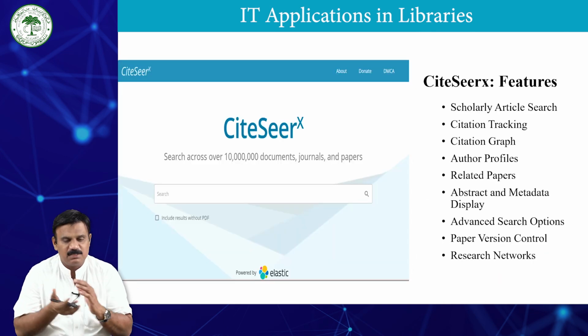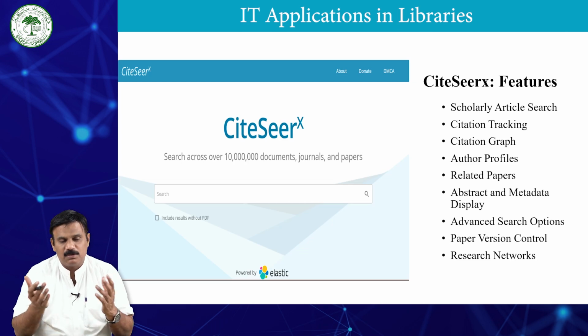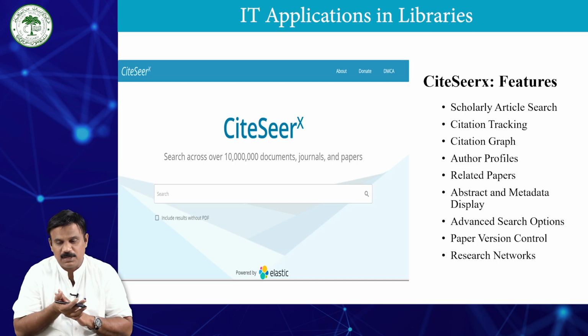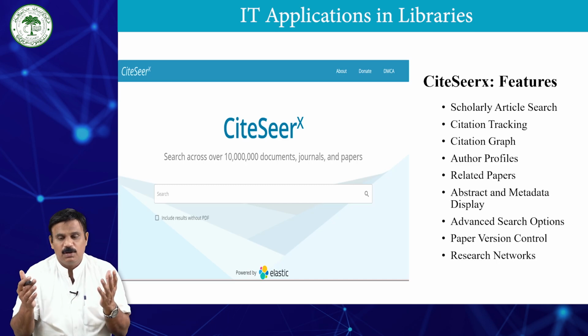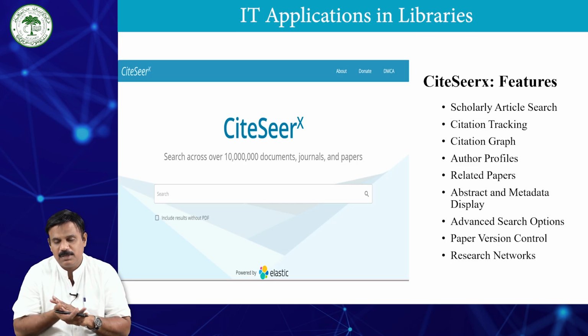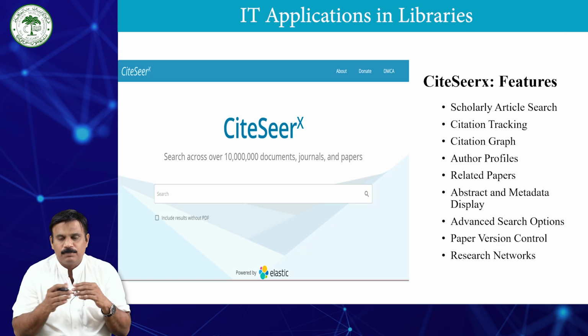And CiteSeerX also has lakhs of documents in journals and papers, which you can search for scholarly articles. It has citation tracking, citation graph, author profiles, related papers, abstract and metadata display, advanced search options, paper version control, research networks, and is multidisciplinary.